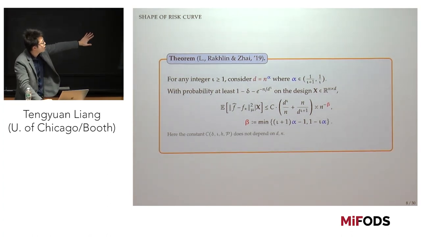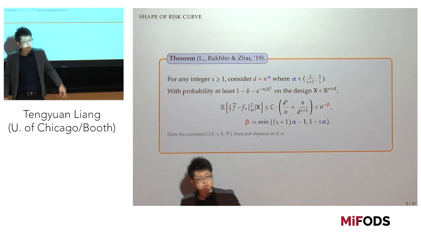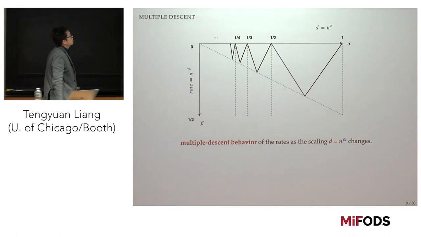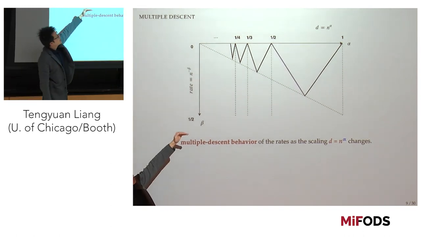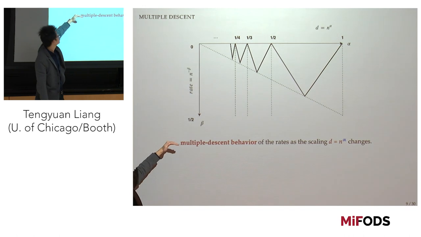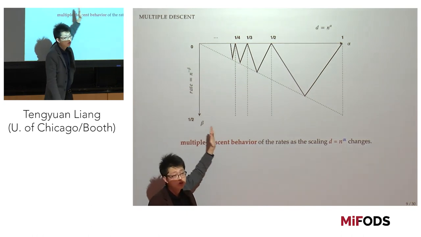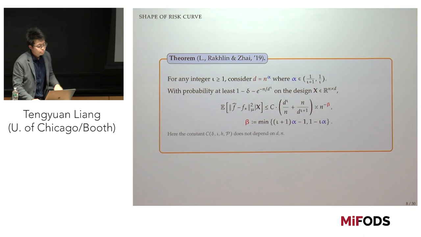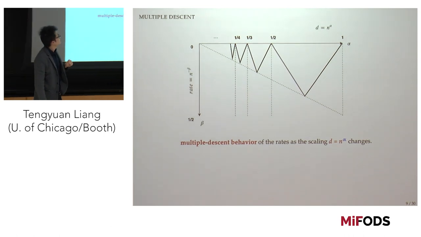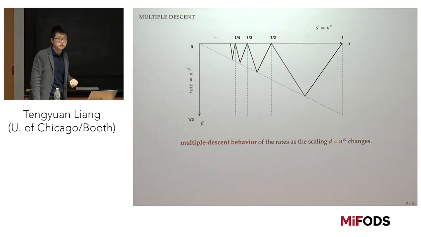Okay, this is also a hard part. Let me actually draw a picture, as I change different alpha and show how this beta scales. And then we'll get into the proof details. Also, I want to mention that this is an upper bound. So if I plot alpha on the x-axis, with alpha between 0 and 1, and beta on the y-axis, then somehow the larger the beta is, the better the rate is. As alpha increases, the bound presents the following curve, a multiple descent curve. So we call this multiple descent behavior of the rates as the overparameterization ratio changes.